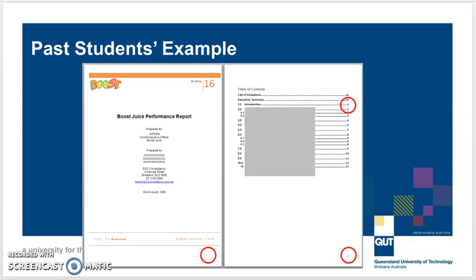So the executive summary is part of the front matter. If you have forgotten what that is, please revisit the online lecture from week 8. The title page is page number Roman numeral 1. The table of content is Roman numeral 2.